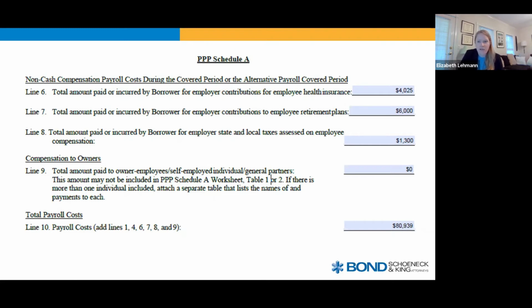And then line 10, you're just adding up these amounts. Lines 1 and 4 were from the previous slide, which is the cash compensation totals from tables 1 and 2 from the worksheet. And then these non-cash compensation payroll costs and compensation to owner totals. And that's where you get your total payroll costs. Next slide, please.